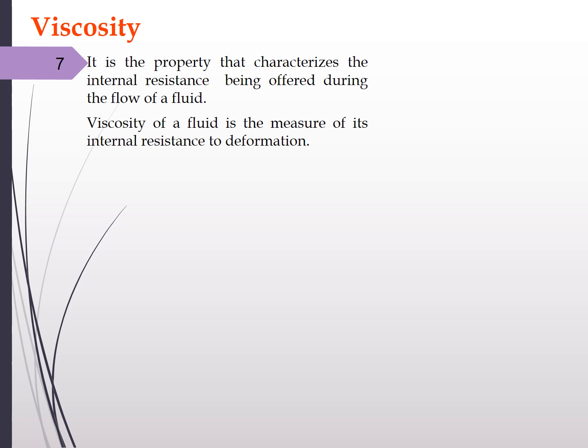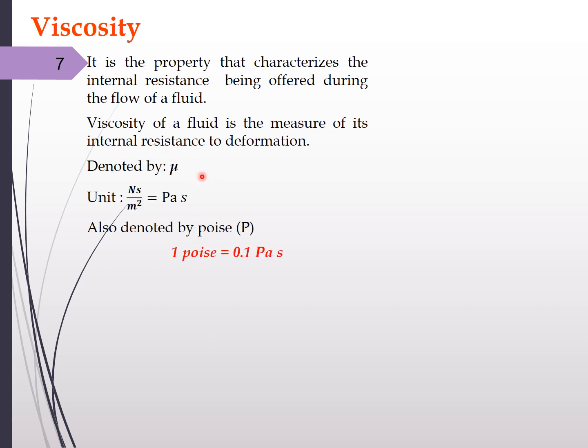When there is no fluid motion, the layers will not slide, and when the layers do not slide, there will be no internal resistance, which means there is no viscosity. So viscosity occurs only when there is a fluid motion. Viscosity of a fluid can also be defined as a measure of its internal resistance to deformation. Generally it is denoted by mu, and its unit is Newton second per meter square, or we can also call it a Pascal second.